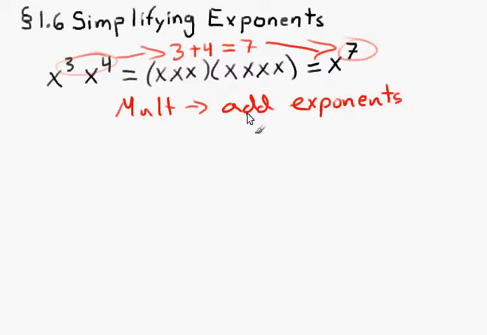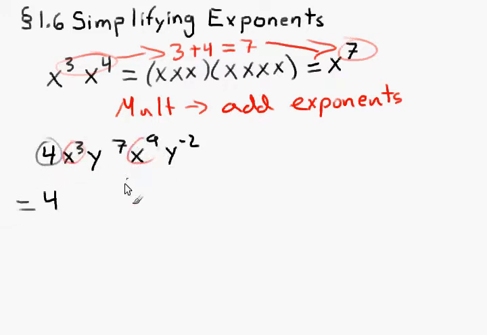Let's take a look at a more complicated example. Let's take the expression 4 times x cubed times y to the 7th times x to the 9th times y to the minus 2. This 4 is the only constant, so it's going to just remain unchanged. Then we're going to take our x's and group them together. That's x cubed, x to the 9th. Likewise, we're going to take our y's and group them together. Y to the 7th times y to the minus 2.